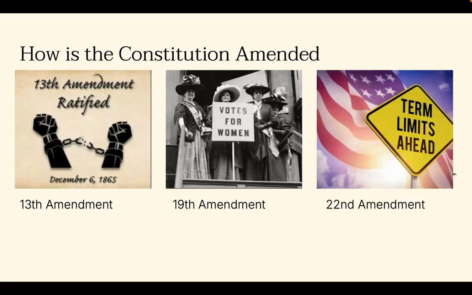Lastly, we have the 22nd Amendment, which limits the U.S. president to only 2 terms in office. And this was passed after President Franklin D. Roosevelt was elected to serve a 4th term after already serving during the Great Depression and World War II.